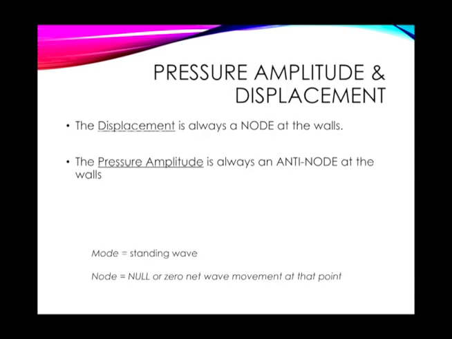Oh, I kind of jumped the gun. But yeah, here, displacement is always a node at the wall, and pressure amplitude is always an antinode at the wall, because of what I just said.